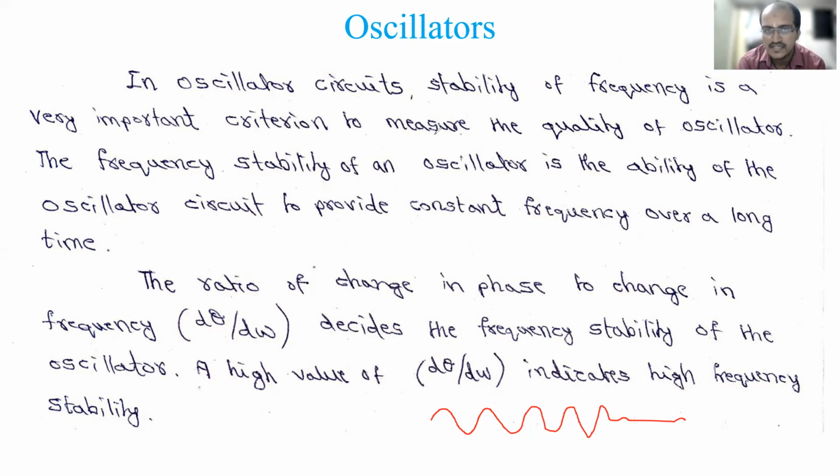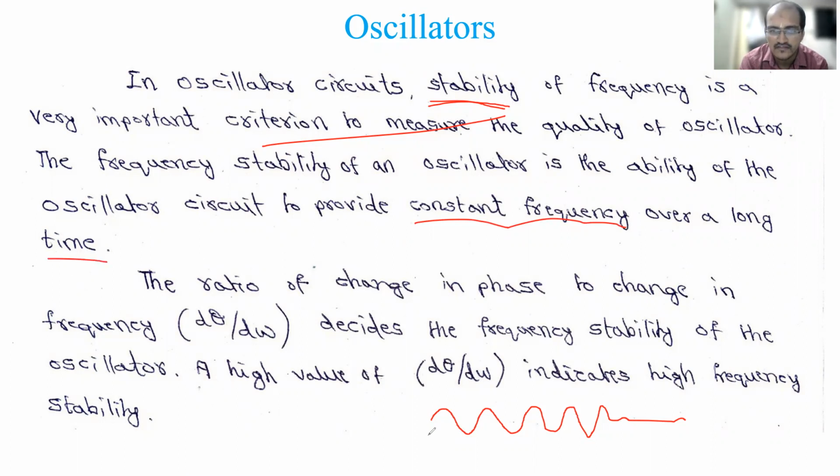Second is the stability part. Even in control system you will study like that. So transient, these things we are learning, and stability is the next aspect. The frequency stability of an oscillator is defined as the ability of the oscillator circuit to provide constant frequency over a long time. That is what is called stability. So it should provide constant frequency over a long time.